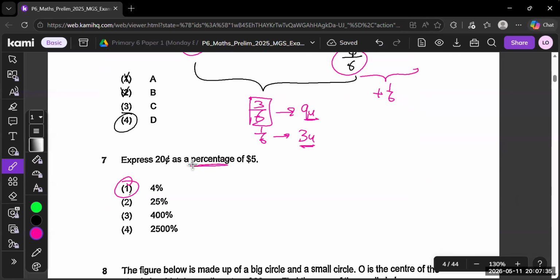So you need to get your fraction first. So 20 cents out of 500 cents. Change it to a fraction and then to a percentage. Express 20 cents as a fraction of 500 cents. Make the denominator 100. So divide by 5, you get 4 over 100. And once your denominator is 100, it is 4%. By now you should be very good at doing this already.